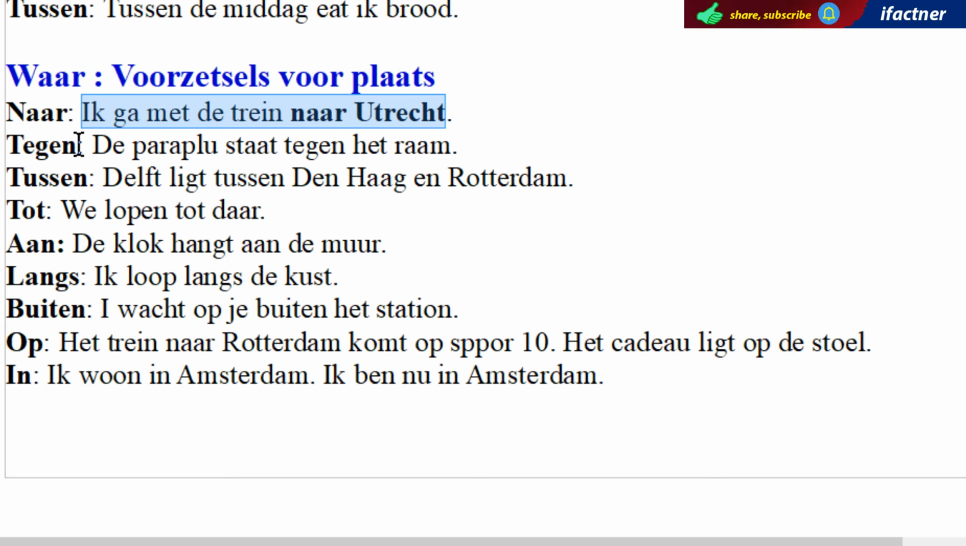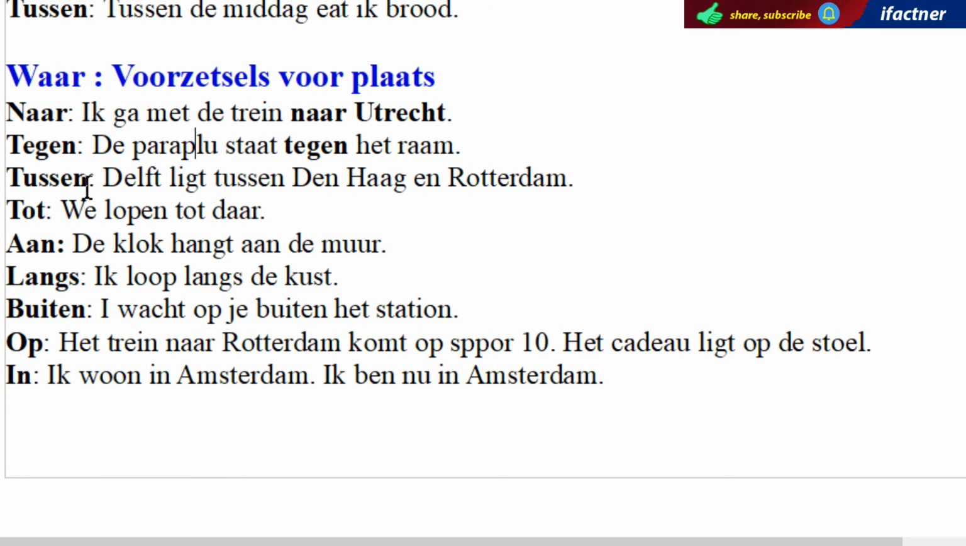Tegen. De paraplu staat tegen het raam. It means the umbrella is against the window. It is leaning against the window. It's standing against the window. De paraplu staat tegen het raam.